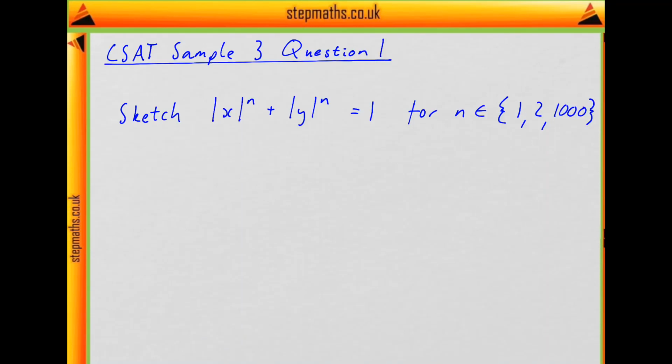This is question 1 from the third CSAT sample paper. In this question we're asked to sketch |x|^n + |y|^n = 1 for n in the set {1, 2, 1000}. So if you want to have a go at this question yourself, pause the video now.